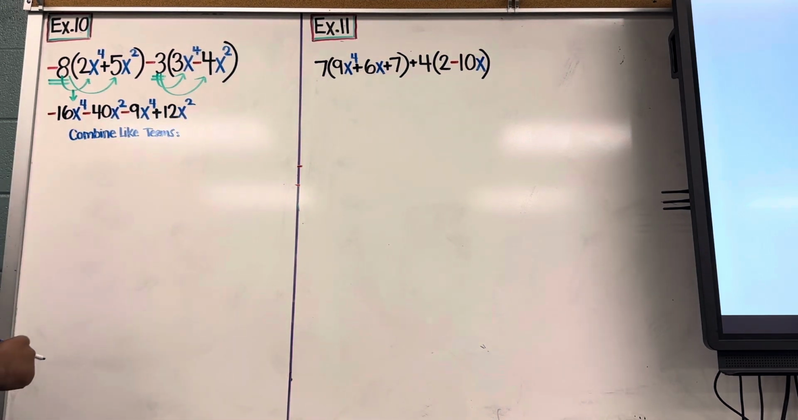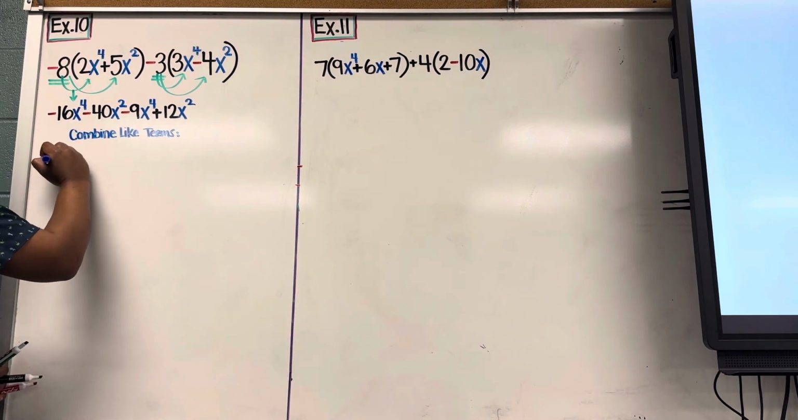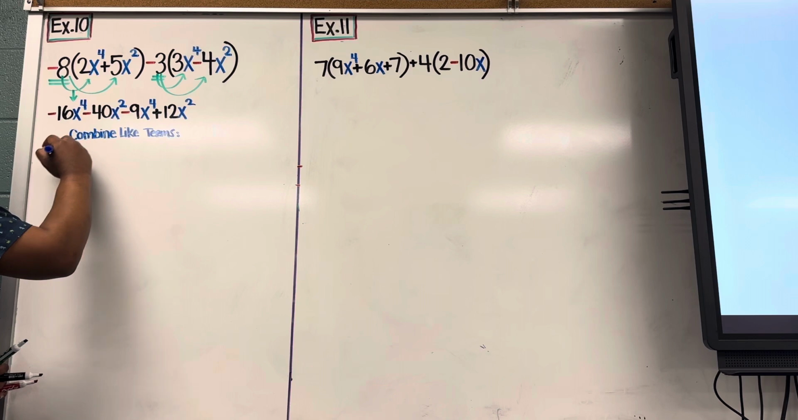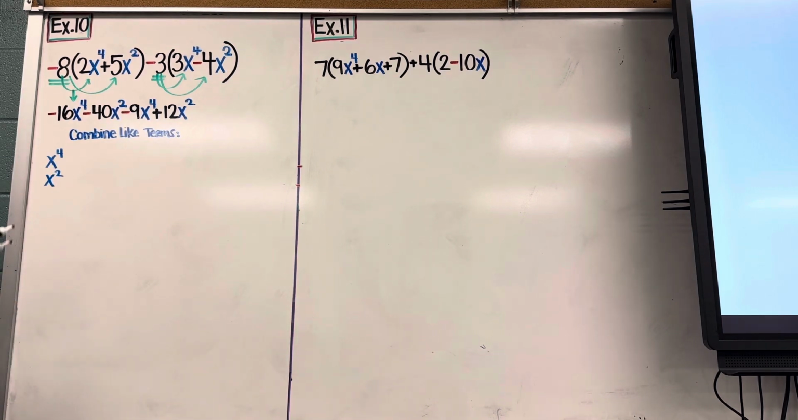Okay? So I look at the variable. The only variable that I see is x. So I know my variable is x, and the highest degree that I see of x is to the fourth power. And then the only other degree that I see is x to the second power. So these are the two groups that we're going to combine like terms in, okay? To simplify the whole expression.